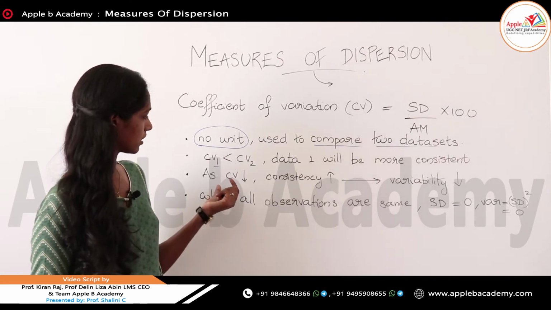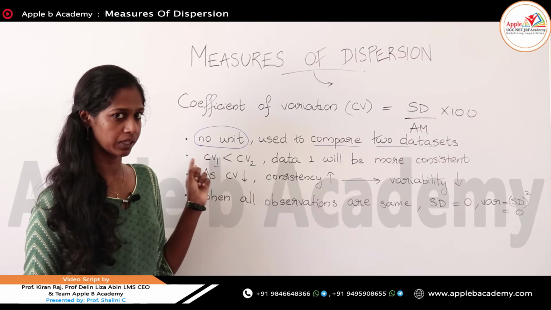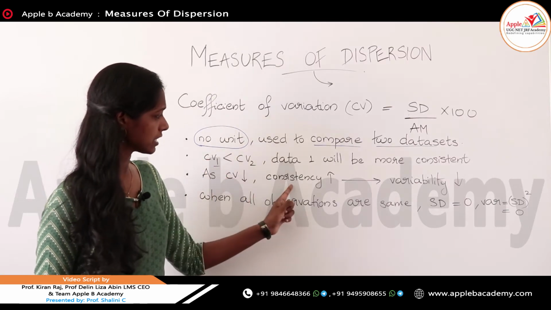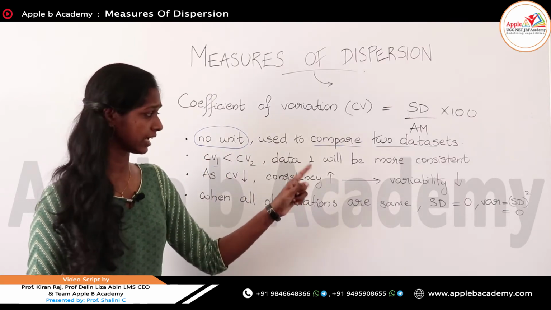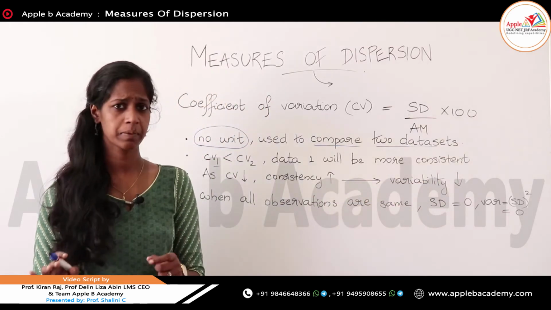So that is what is said here. As the coefficient of variation decreases, like in this case the coefficient of variation of data set 1, the consistency or reliability of the data set increases, that is, the variability decreases. So that is the basic idea.